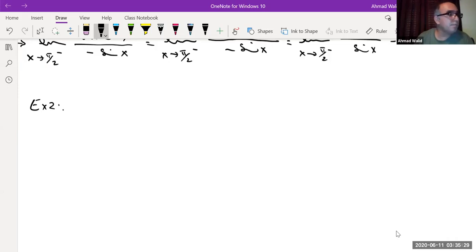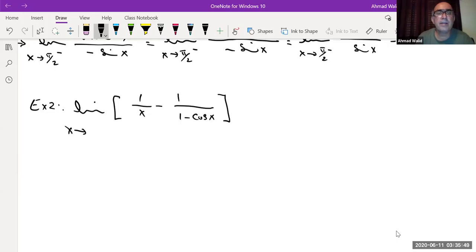Example number 2. Limit of 1 over x minus 1 over 1 minus cosine x as x approaching 0 from the right. If you plug in 0, the first fraction gives you infinity. And for the second fraction, cosine of 0 is 1, 1 minus 1 is 0. It means you end up again with infinity.